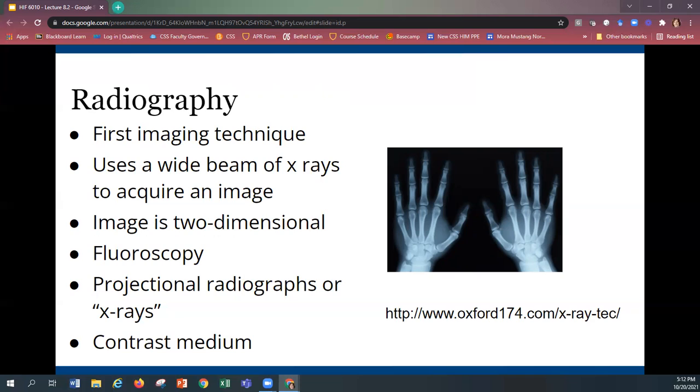Fluoroscopy uses a constant input of low-dose X-rays to visualize organs as they work and can be useful in monitoring a patient condition. More traditional projectional radiographs or X-rays are often used for assessing fractures and changes in lung status at a point in time. Both techniques can be used with contrast mediums such as barium or iodine. Mammographies are also a form of radiography.